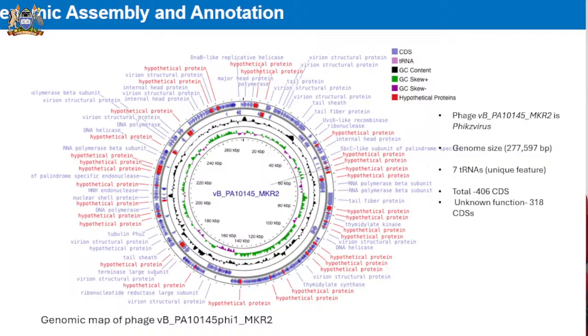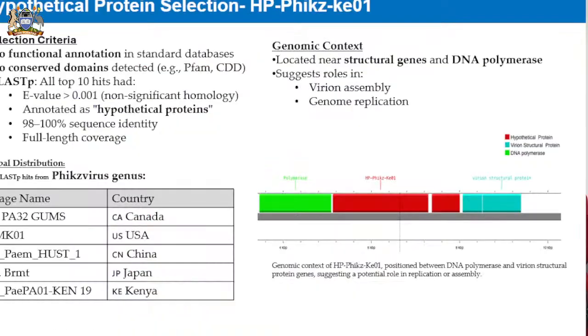The genome of the Kisii virus is very big. Compared to other bacteriophages, it has a genome size of 277 kilobase pairs. It has 70 tRNAs, a unique feature of only these jumbo phages. It has a total of 406 ORFs, coding sequences, but 318 are unknown. So that is the problem, the viral dark matter. We want to try and infer these 318 coding sequences using just one example to show people that we can do more, so that we can have full information on this virus and then use it for therapy, because we cannot use something for therapy when we don't know what's happening. Next. So we start with hypothetical protein selection.